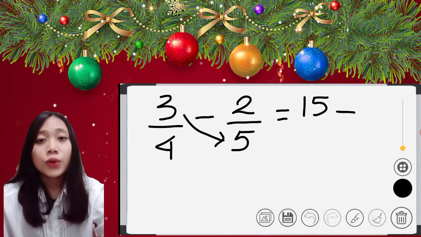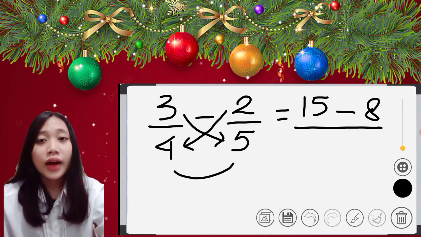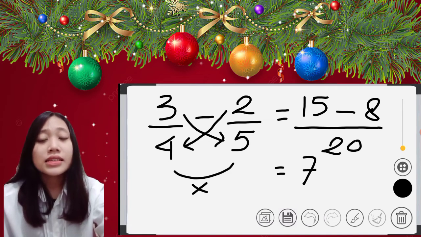Then 2 times 4 equals 8. And for the denominator, 4 times 5 equals 20. After that, 15 minus 8 equals 7. And the denominator equals 20. So, the answer is 7 over 20.